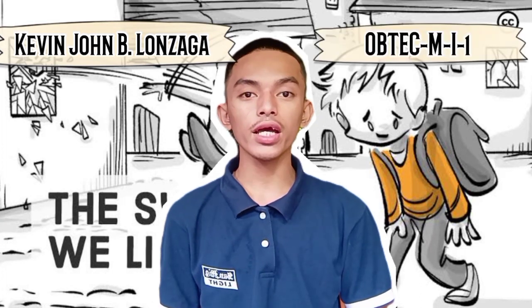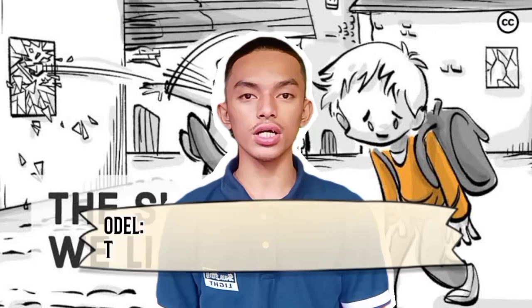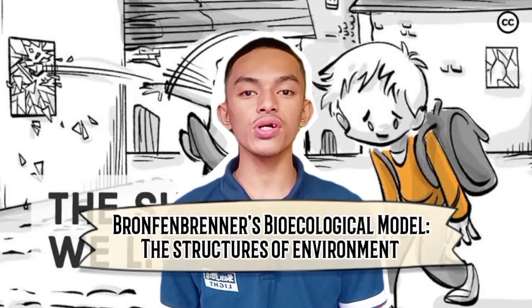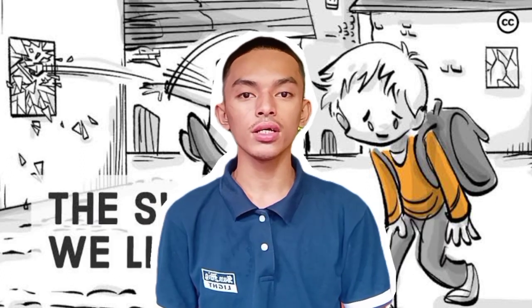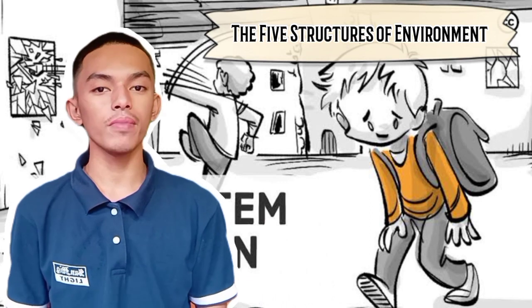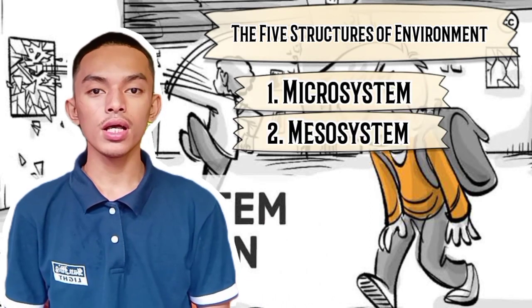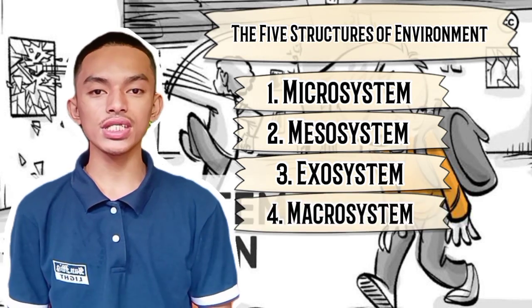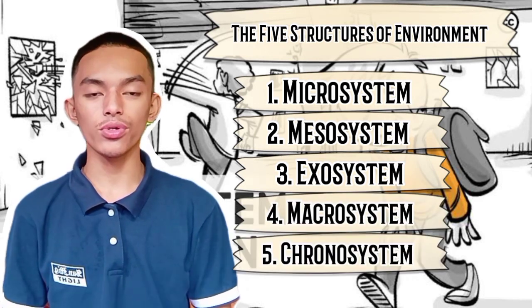I am from Obtech M11. At this moment, I am about to discuss Bronfenbrenner's bioecological model, the structures of environment. There are 5 structures of environment, namely the microsystem, the mesosystem, the exosystem, the macrosystem, and lastly, the chronosystem.